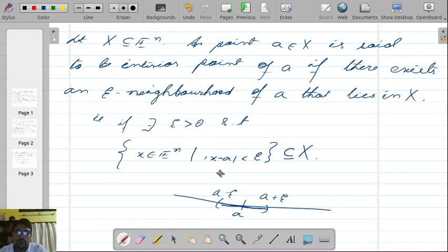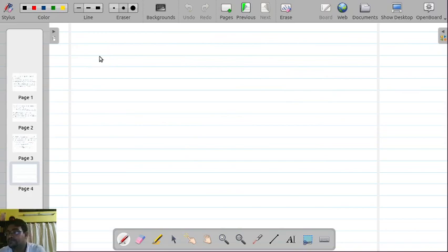So by definition itself, any interior point of a set A of a set X is a point inside that set, because you have something like A minus A, which is equal to 0. 0 means the 0 vector. Therefore, mod of this is always less than epsilon. So A is always a member of the epsilon neighborhood. So an interior point has to be a point inside the set X. It cannot be something which is not there in X, right?